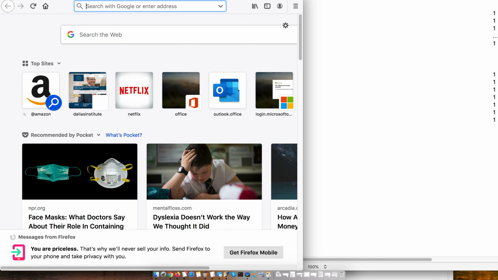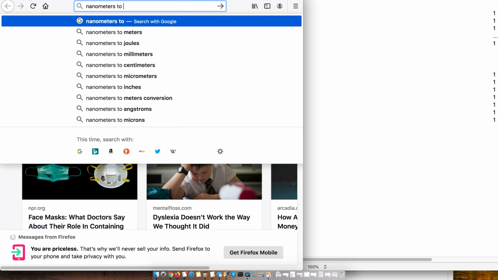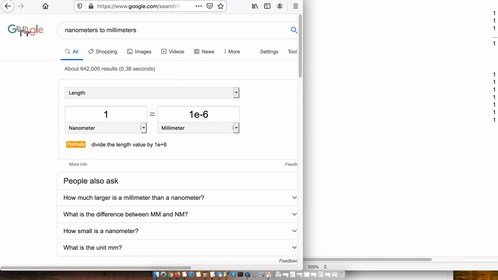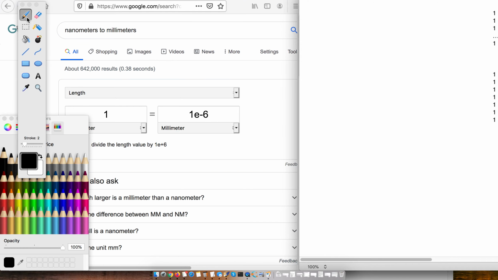So we can just search nanometers to, could do it to meters, but nanometers, I think it said millimeters, right? Yeah. So it's 1 e to the negative 6. What that e means, it's 1 times 10 to the negative 6 power. So that e you see in your calculator is shorthand for scientific notation.